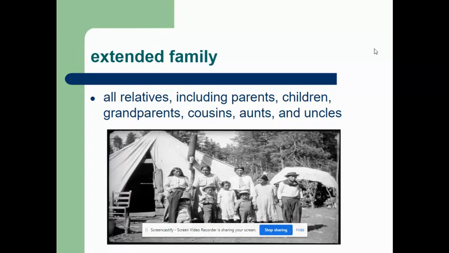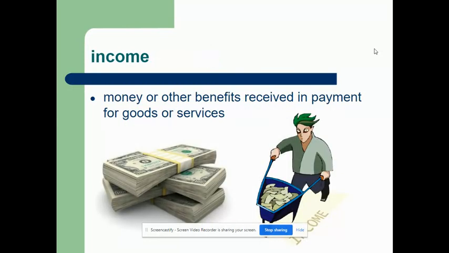Extended family, all relatives, including parents, children, grandparents, cousins, aunts, and uncles. In other words, everyone in your extended family could potentially be living in the same teepee as you, or live in a community where there are multiple teepees, but your extended family is living near each other.